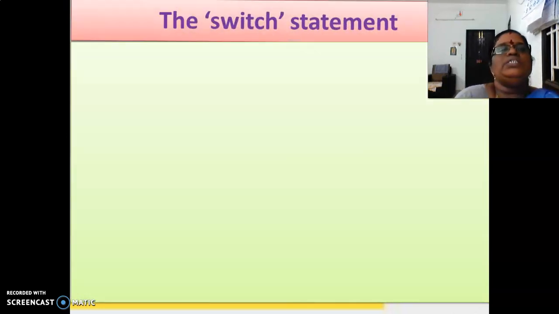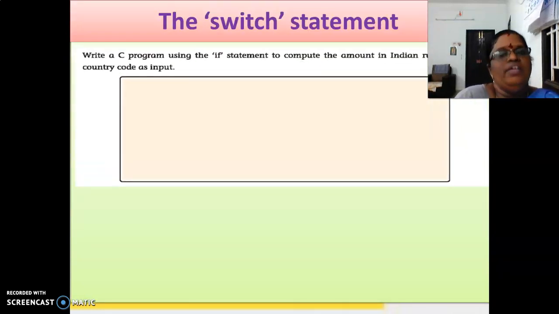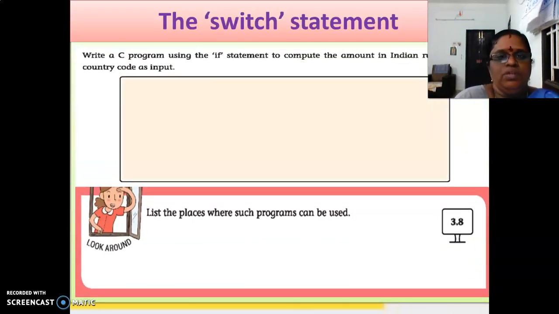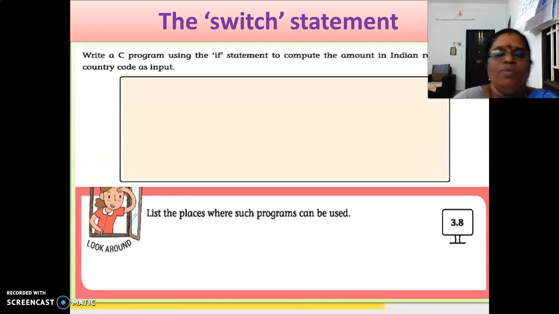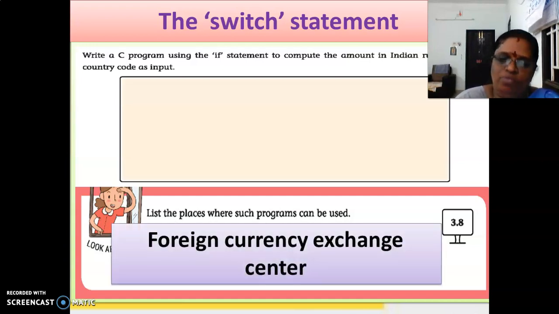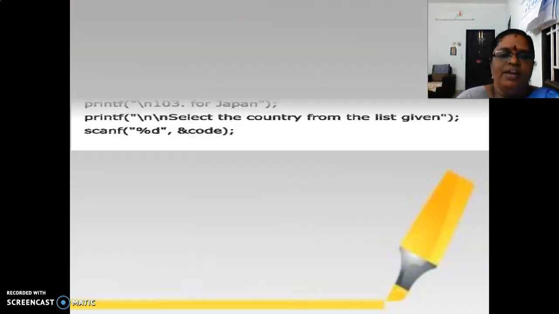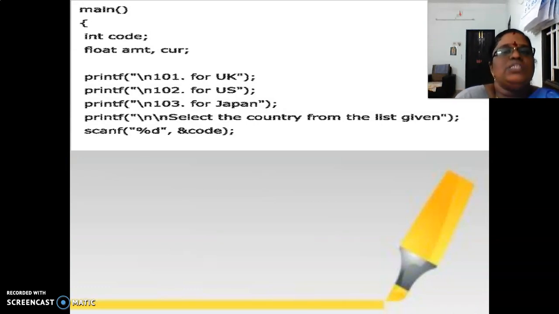The next one is to write a C program using the if statement to compute. So we are going to see the C programming afterwards. Now we will be seeing 3.8. List the places where such programs can be used. In the foreign currency exchange center, we'll be using that program. So this is that program.